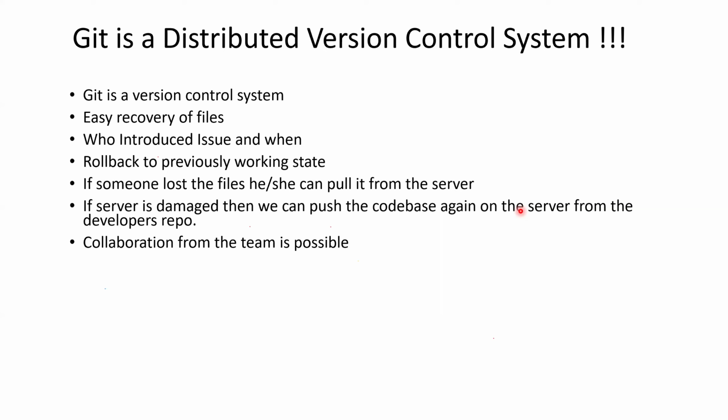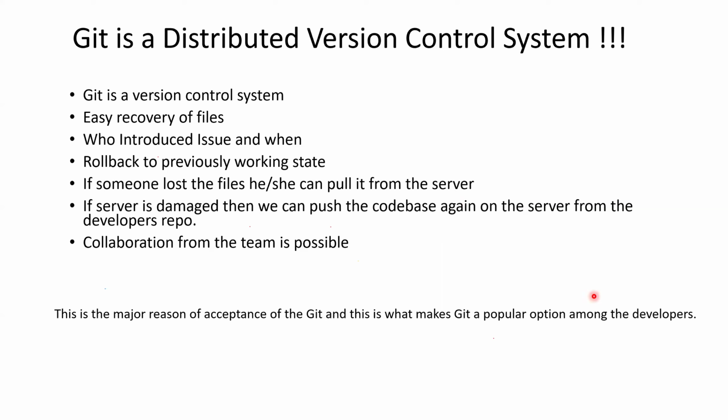So whenever a team of software engineers is working on a project, they are using Git, a distributed version control system. These are the major reasons for the acceptance of Git, and this is what makes Git a very popular option among developers. Git and GitHub are widely used right now. It is so old, we will talk about its history, and it is very beneficial in every aspect.